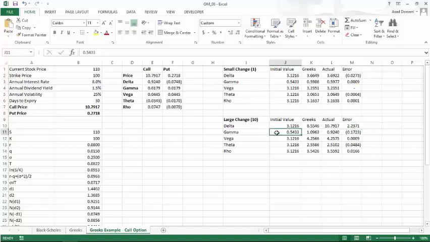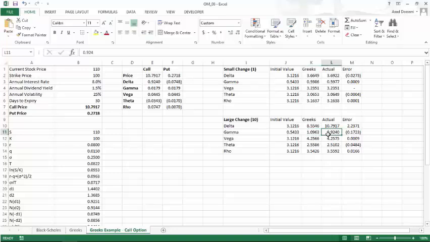Okay, same thing now looking at the gamma. The stock price goes up by 10. So this is saying what's happening to delta, remember? According to the Greeks, the delta should go to 1.09. So this we know is wrong because we know that delta has to be between 0 and 1 for a call option. So we already know this is not correct without even doing any calculations.